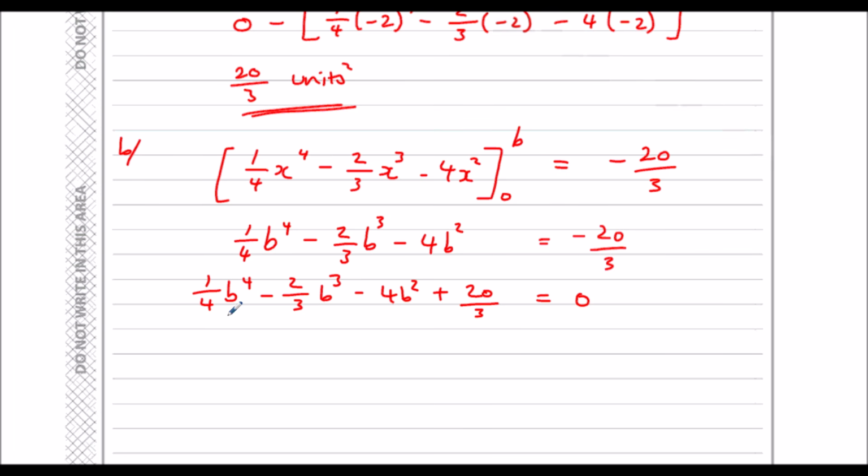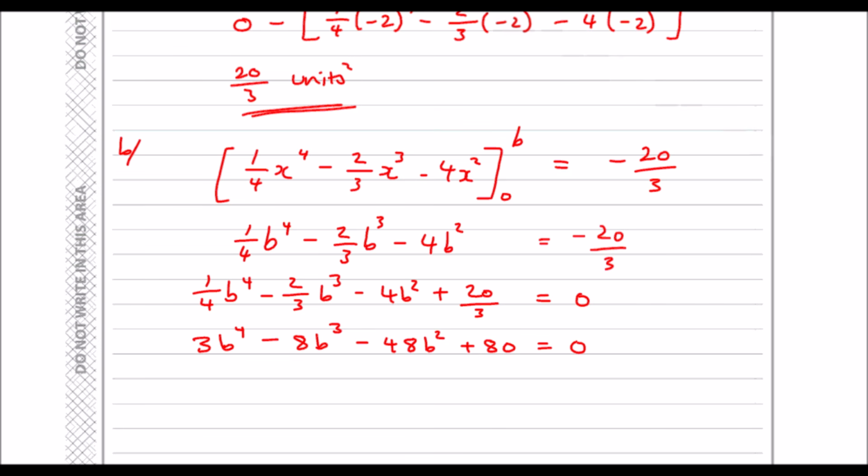So 12 times 1/4, 12 over 4 is 3. So 3b to the power of 4. 12 times 2/3 will be 24/3, which is 8. 12 4s are 48. And 12 20s are 240. Over 3 is 80. So now I just need to factorize.